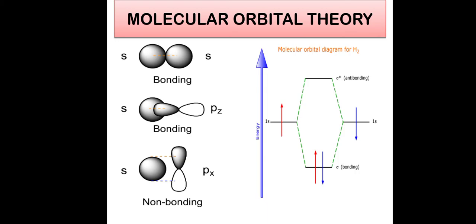Now, if we talk about the bonding of the hydrogen molecule, it is formed by the combination of two hydrogen atoms. Each hydrogen atom has one electron in its s orbital. Therefore, in all there are two electrons in a hydrogen molecule, which are present in the sigma 1s molecular orbital, and the bond order we get for hydrogen is 1.